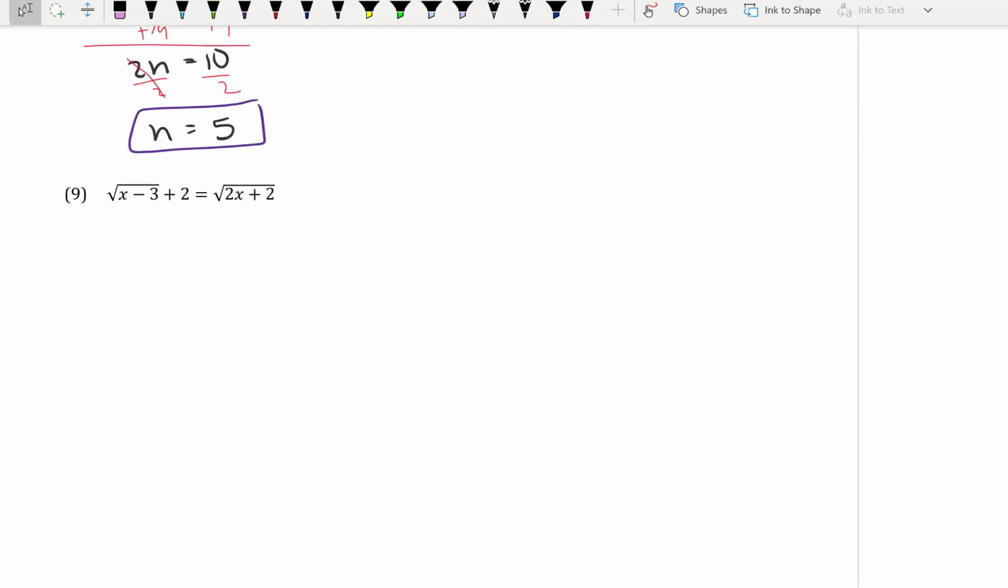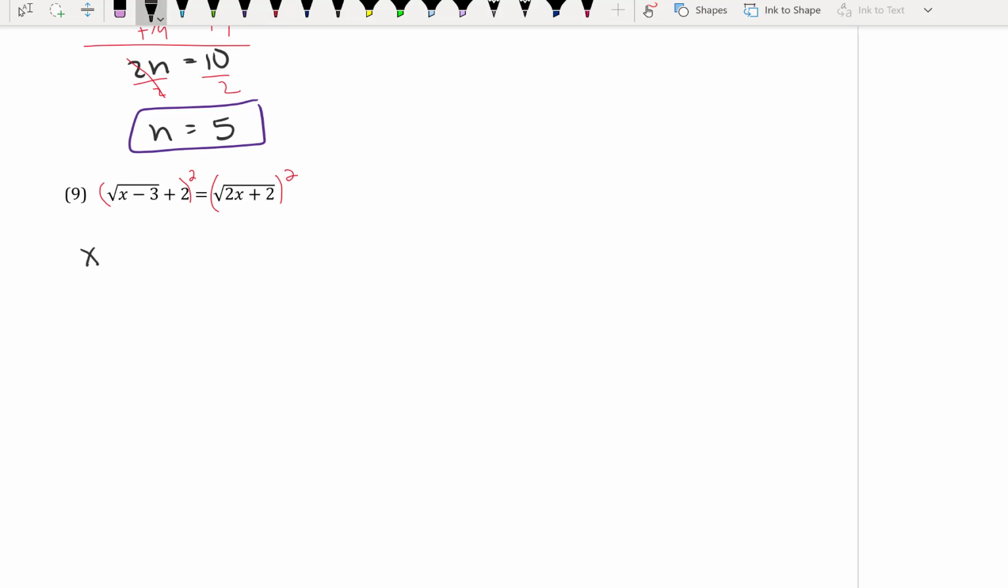Now, for number 9, I have 2 radicals. And so there really isn't a way to isolate the radicals since there's 2 of them. So what I need to do is repeat some stuff. So let's start off by squaring both sides.